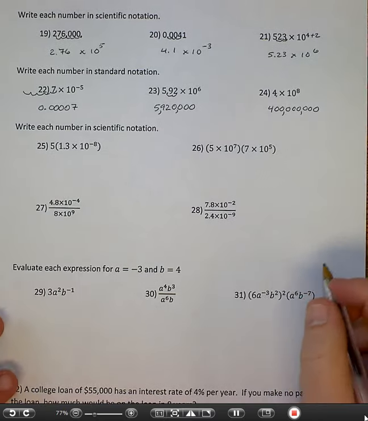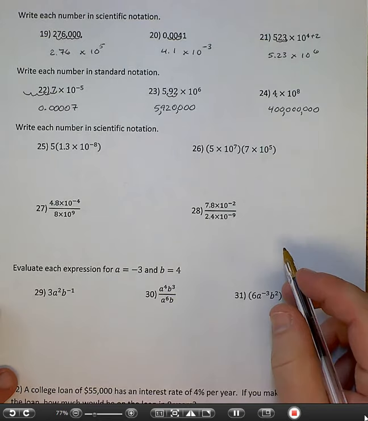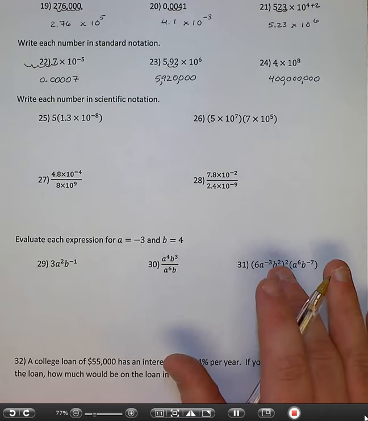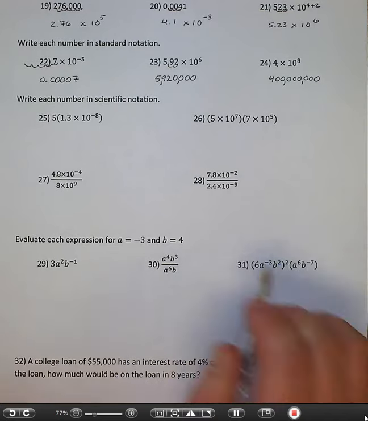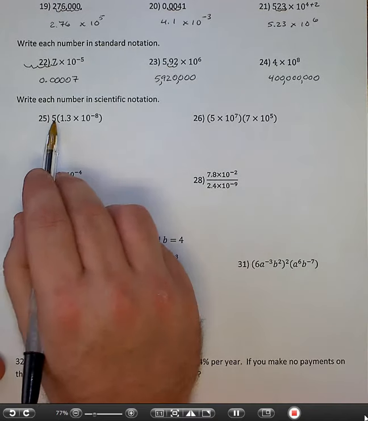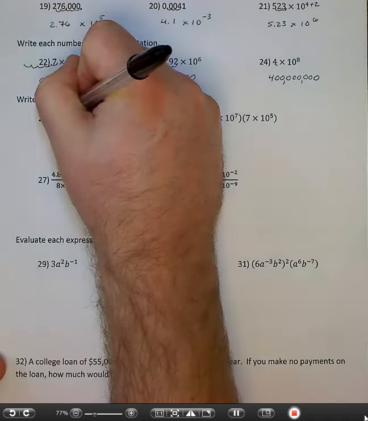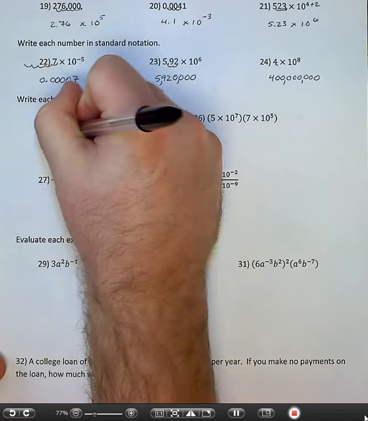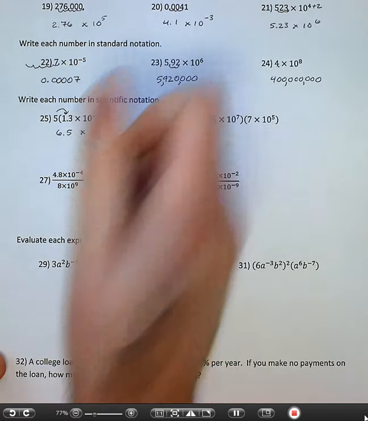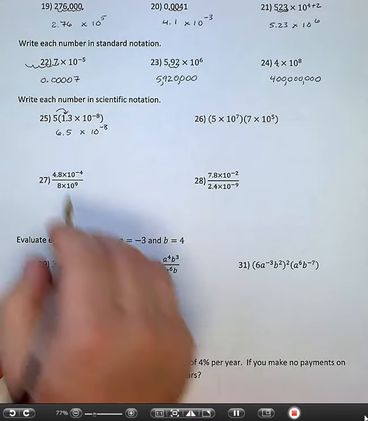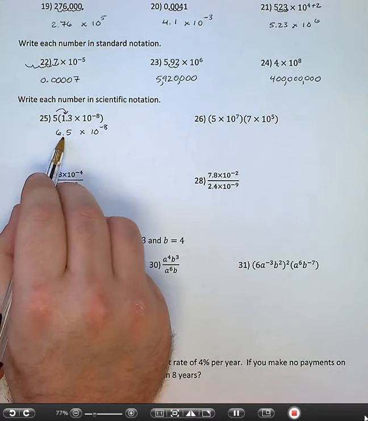Okay. Now operations with scientific notation. This is what you're going to be really checked on the test. So this is just taking a number, 5, times a very small number, 1.3 times 10 to the negative 8. All we do is take 5 times 1.3. That is 6.5. Nothing changes with the exponent. Now we just have to check, is that number between 1 and 10? It is, so we're done. That's it.